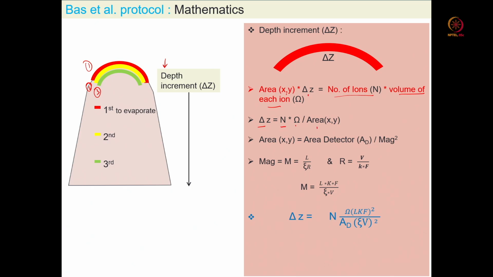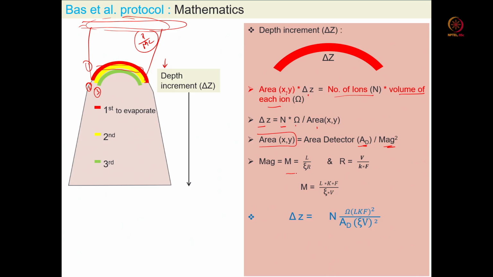So this delta z equals n into atomic volume divided by the area of x and y, that cross-sectional area. And if there is a detector here, it corresponds to the demagnification 1 by M squared of that particular detector area. So it is nothing but the area of the detector divided by M squared, which is the area of xy, the analyzed volume, correct. So this way we can measure the analyzed volume.